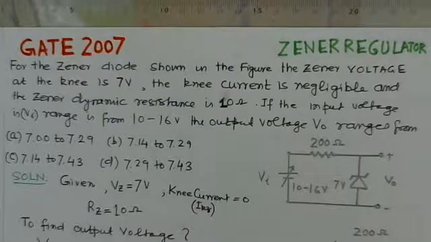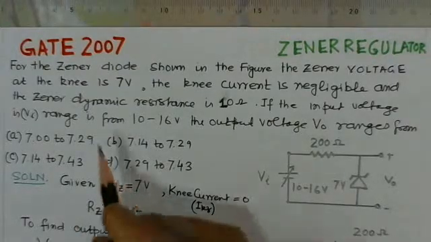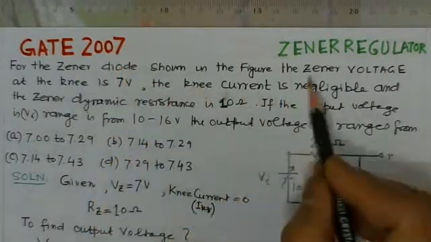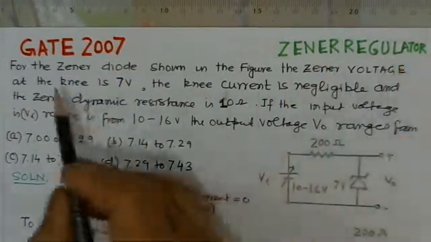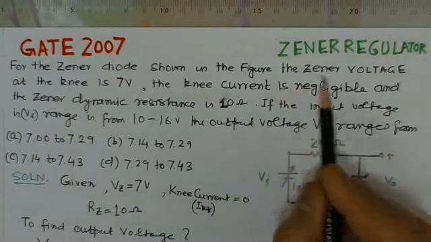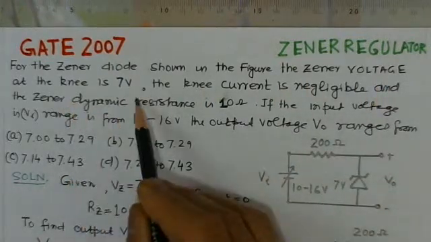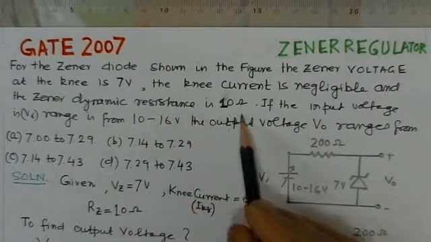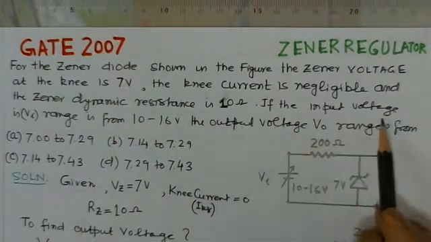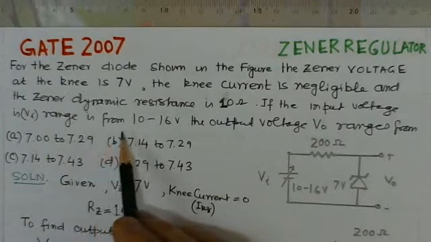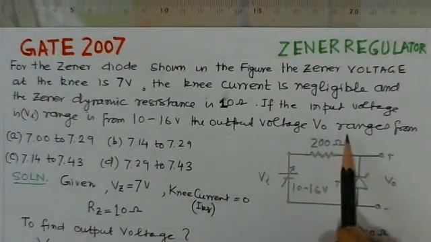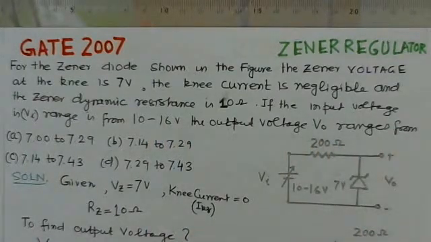So first I will read out the problem. This problem is of GATE 2007 and this is on Zener regulators. For the Zener diode shown in the figure, the Zener voltage at the knee is 7 volts. The knee current is negligible and the Zener dynamic resistance is 10 ohms. If the input voltage Vi range is from 10 to 16 volts, the output voltage V0 ranges from.